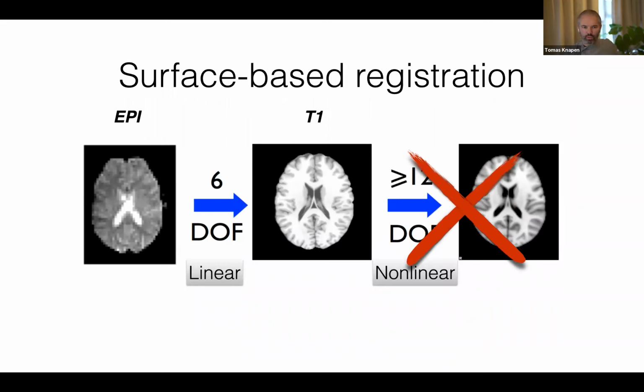So if we're going to do surface-based registration, what we want to do is some unwarping of the functional data and then register it to the T1, right? So the anatomy of the subject, and that's still within the same subject, so you don't have any spatial changes. What we do when we do surface-based registration of the cerebral cortex is we take out this nonlinear warping step.